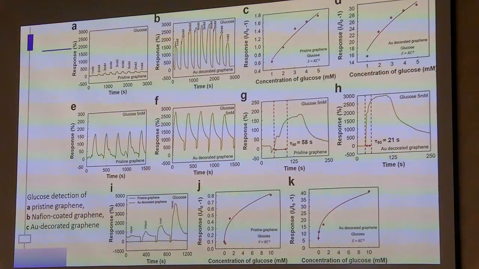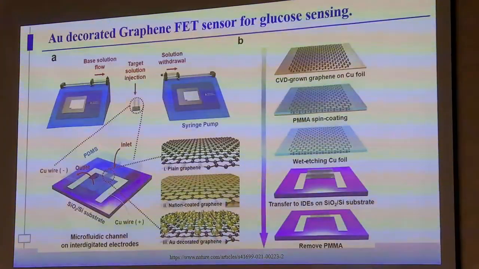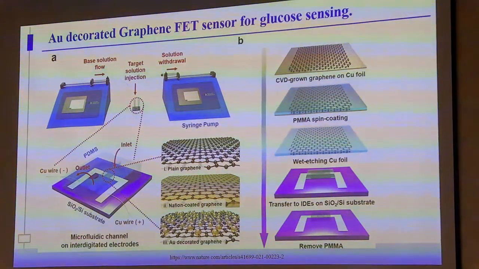For the glucose sensing, they have not tested naphthalene coated graphene because it doesn't allow interaction between glucose molecules and the graphene itself. So for this application, they just compare this plain graphene and this gold decorated graphene. But all these three samples have been tested for different applications, like, for example, if they are sensitive to pH or not. So there is a lot of work in this article.